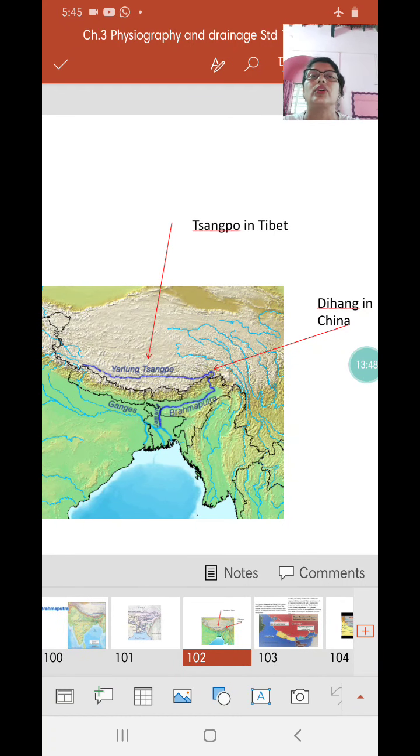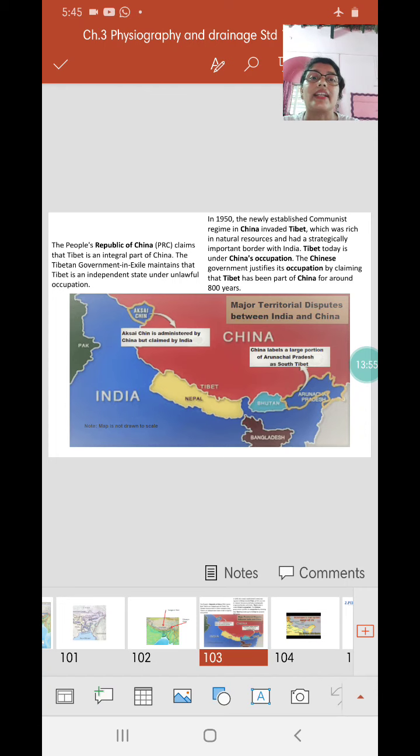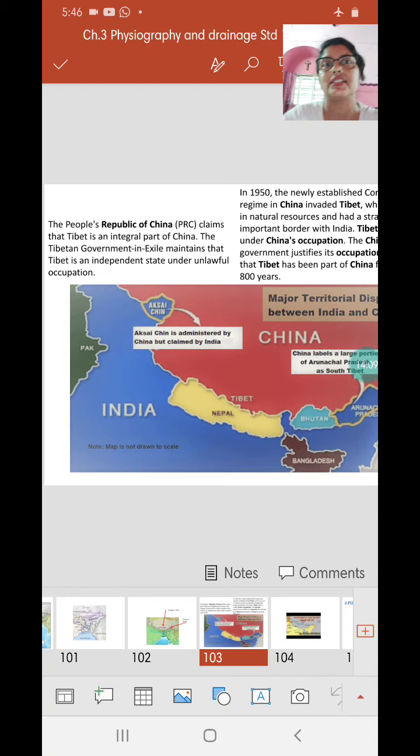In China it's called Dihang, and in Tibet it's called Sangpo. We know that in geography this year we are also studying a little history, so I would like to give you a little history of this place called Tibet. You can see here Tibet. Tibet has a little history of its own, not a very glorious history I will say, because the reason is here, the People's Republic of China.